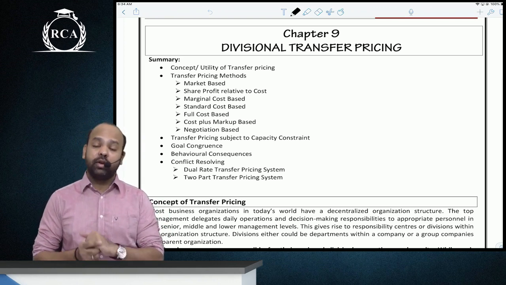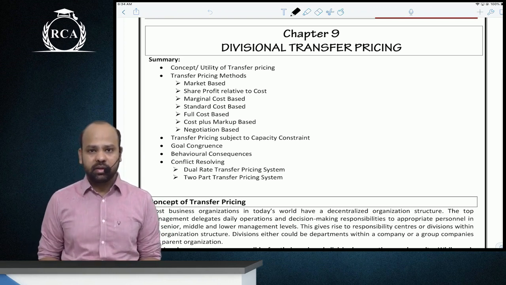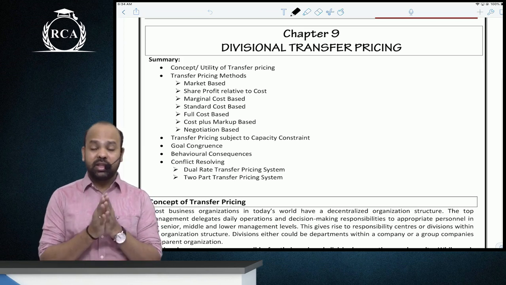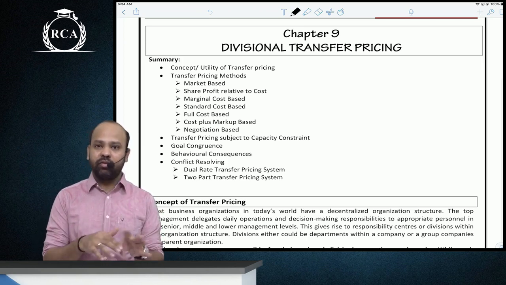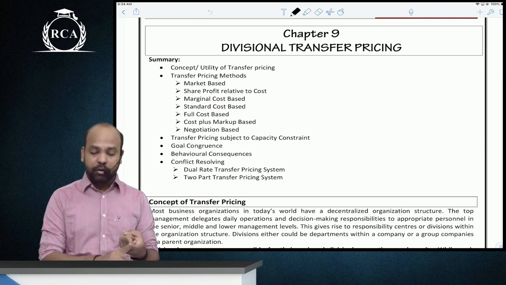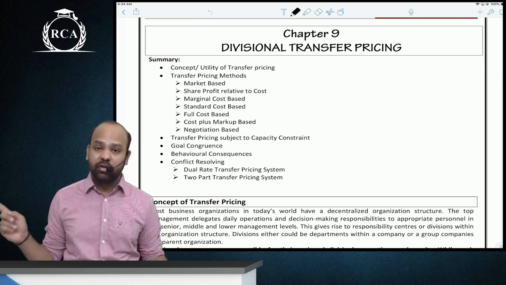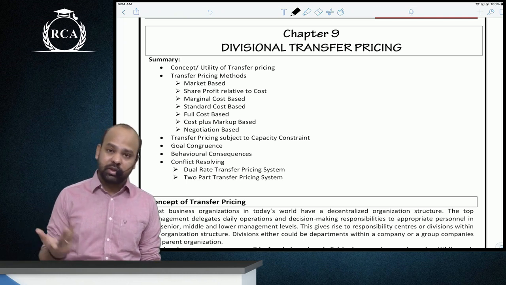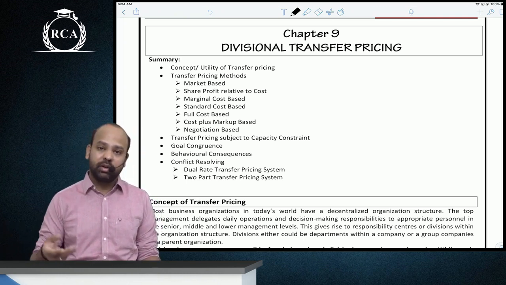Four types of responsibility centers. An investment center is responsible for proper utilization of the investments, so the amount of investments made and the return that is generated on investments. A profit center is responsible for both revenues as well as cost. A revenue center is responsible for only revenues. A cost center is responsible only for cost.